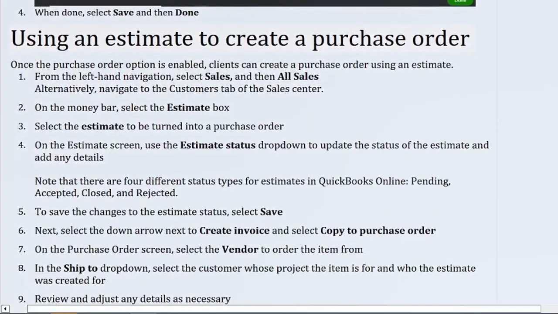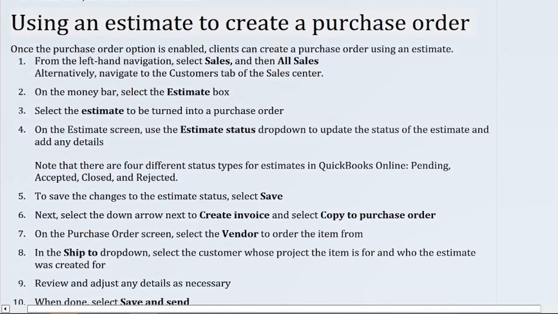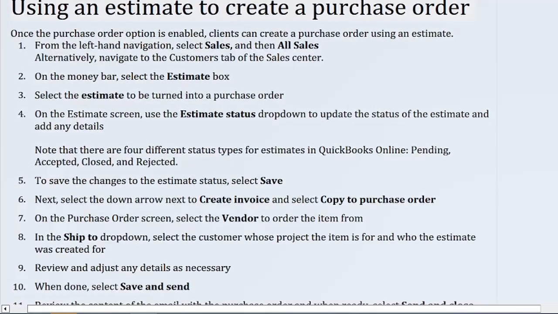Using an estimate to create a purchase order. Once the purchase order option is enabled, clients can create a purchase order using an estimate. From the left-hand navigation, select Sales, and then All Sales. Alternatively, navigate to the Customers tab of the Sales Center. On the Money bar, select the Estimate box. Select the estimate to be turned into a purchase order. On the Estimate screen, use the Estimate Status drop-down to update the status of the estimate and add any details. Note that there are 4 different status types for estimates in QuickBooks Online: pending, accepted, closed, and rejected. To save the changes to the estimate status, select Save.